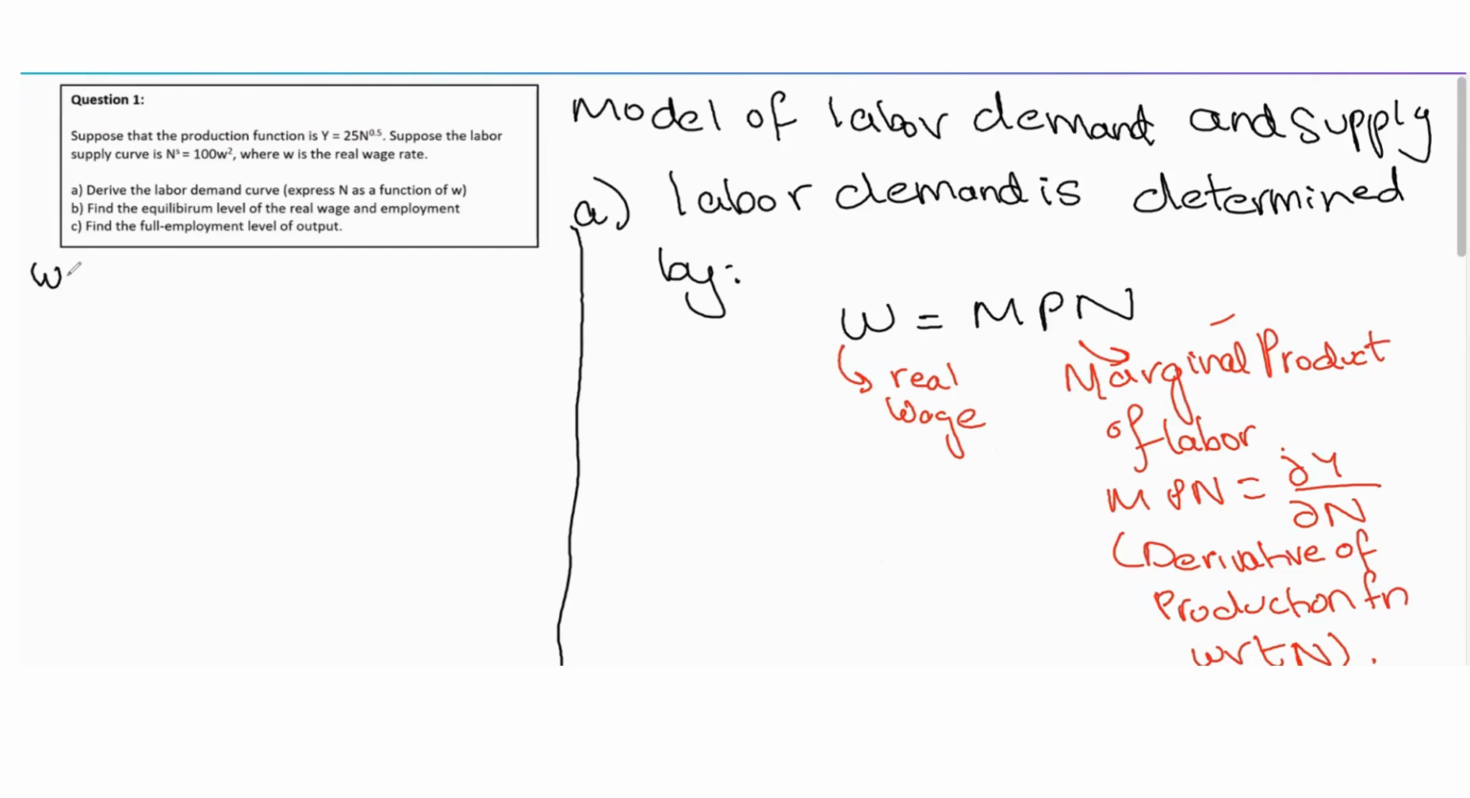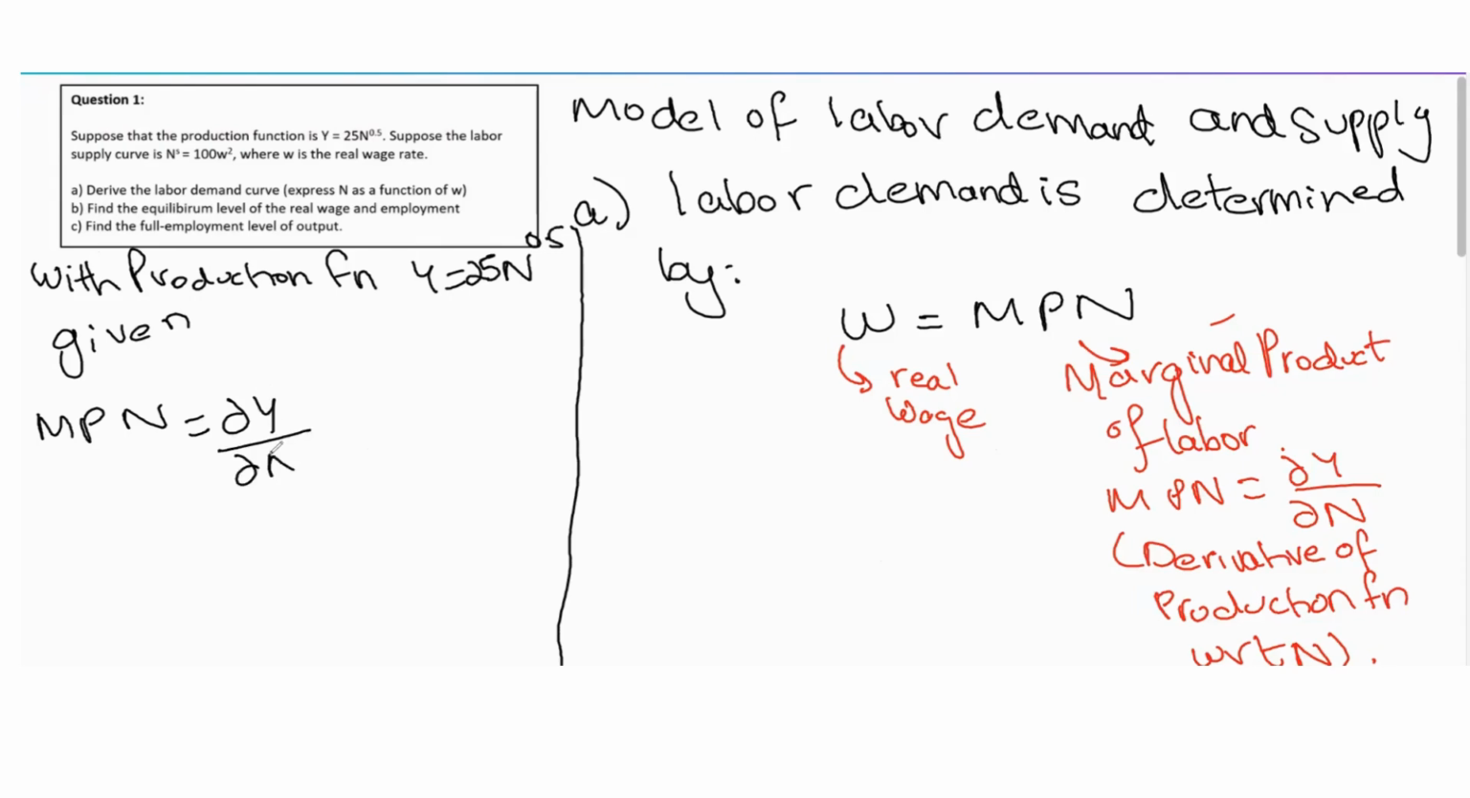Now in this case, with the production function y is equal to 25 n to the power 0.5. With this production function given, our MPN is going to be partial y by partial n. So it's going to be the derivative of y with respect to n. So we will apply the power rule, we'll bring the power down, we'll reduce the power by 1. So then this just becomes, if we simplify this, 12.5 n to the power minus 0.5. So we have the marginal product of labor now.